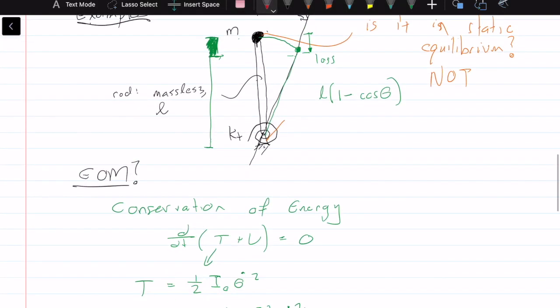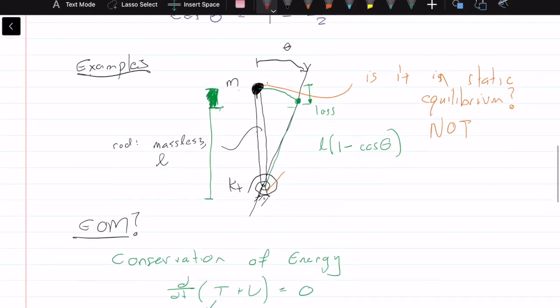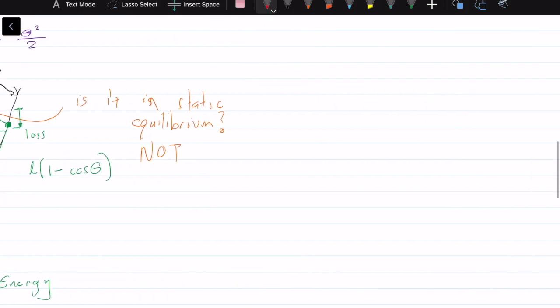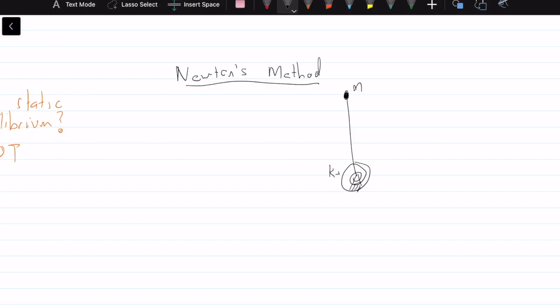Okay, so now let's move over and let's run the same exercise, but this time using Newton's method. Okay, so let's run it right here next to it. So for Newton's method. Okay, so what did the question look like? Okay, so the original problem looks something like this. Massless rod, mass m, right here, and we have torsion spring kt.